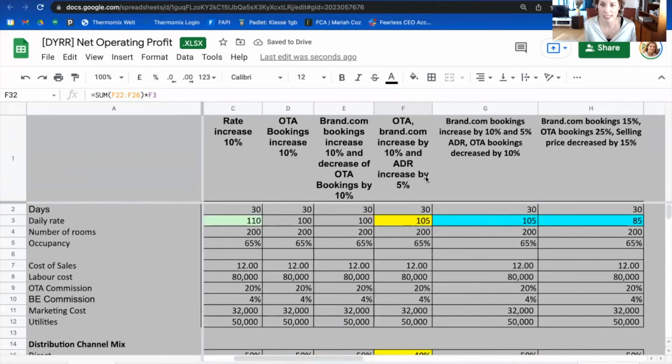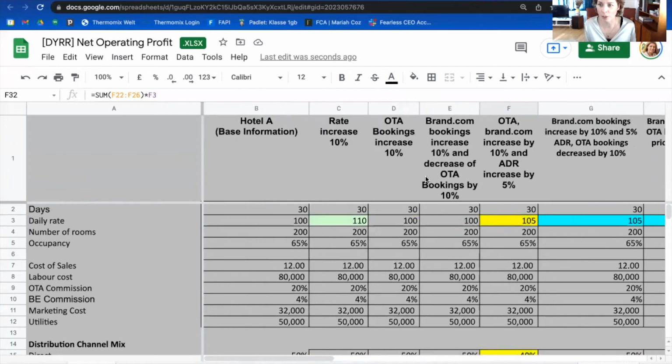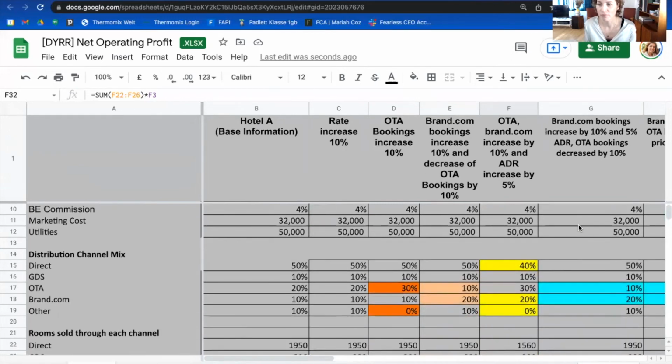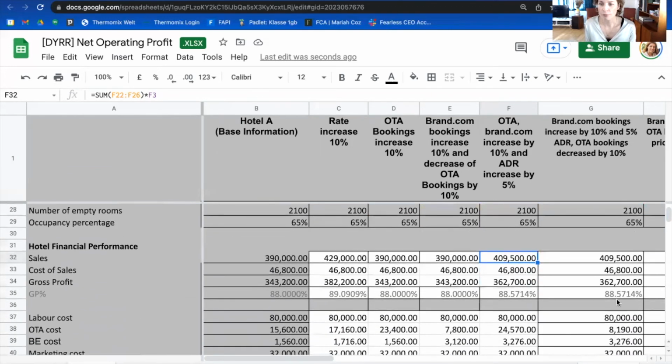So let's play another scenario. It is G column. I'm increasing the price by 5%. I am having 50% of my direct business. I am decreasing the OTA bookings by 10%. I'm increasing my bookings from the website by 10%. My revenue, 409,500.